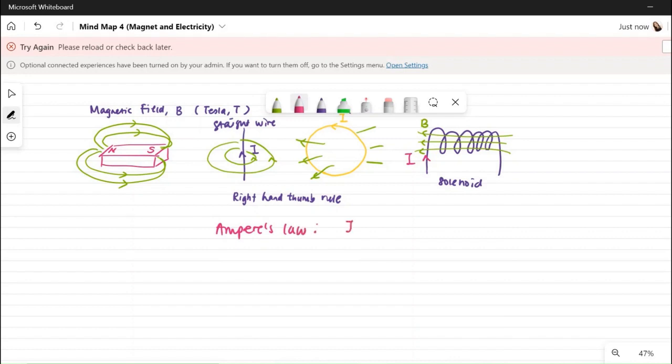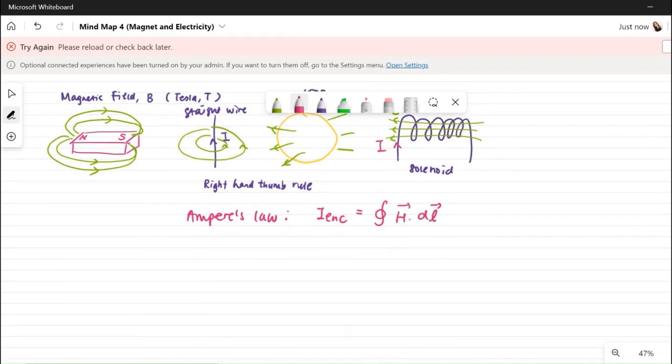Ampere's law states that the total current enclosed by the Amperian path is equal to the line integral of the magnetic field intensity, right? Where B is equal to mu H. So in this case, H is called the magnetic field intensity. B, of course, is the magnetic field. So both B and H are vector quantities. They have direction, right?